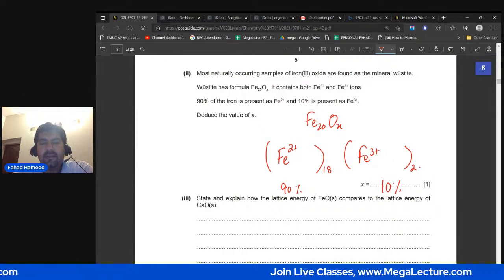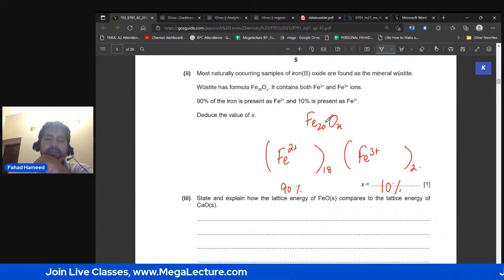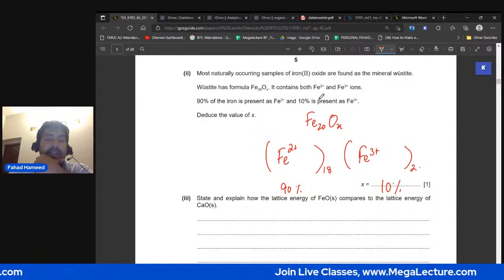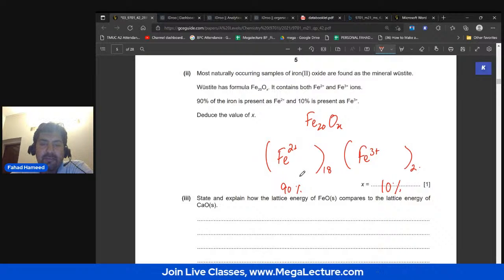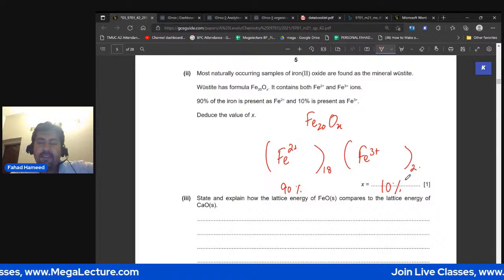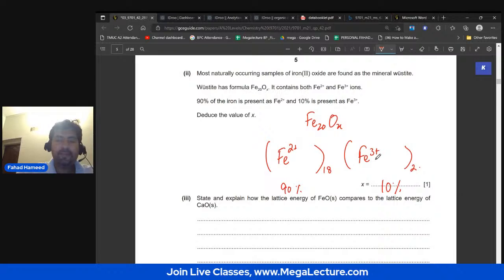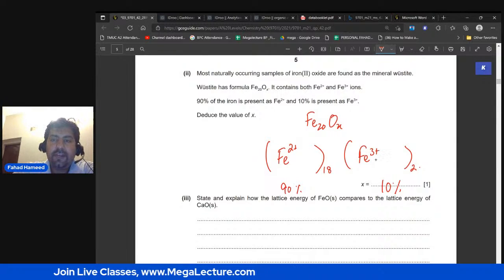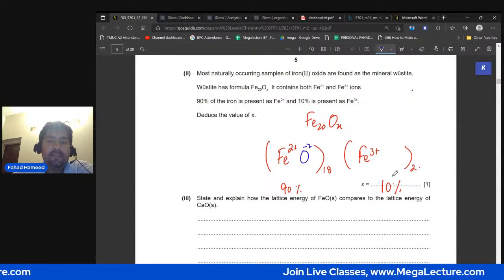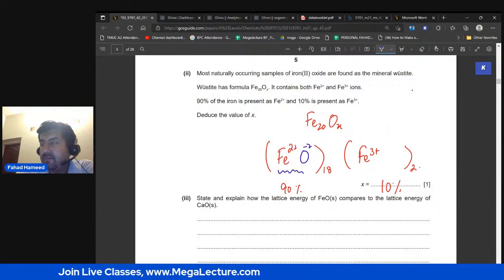So I'm going to try and figure out the oxygen atoms now. I've broken down this formula: 90% of them are Fe2+, 10% of them are Fe3+. That means I've got 18 Fe2+ ions, and two of them as Fe3+. For every Fe2+, there's going to be one oxygen. Oxygen has a 2- charge. So in the formula, it's going to be FeO if it's Fe2+.